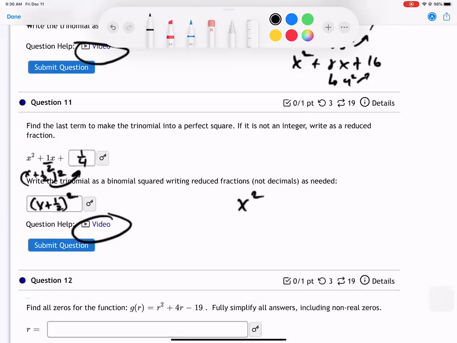Let me give you another one. If I say x squared plus 3x plus blank, what would the c value be? It'll be 3 divided by 2. That's my perfect square. And the perfect c value I wish I had is 3 over 2 times 3 over 2, which is 9 over 4.